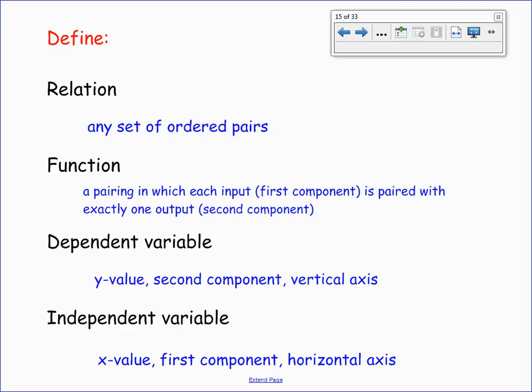The dependent variable is the y value, the second component, or the vertical axis if I was going to make a graph. The independent variable is the x value, or the first component, or the horizontal axis on a graph.